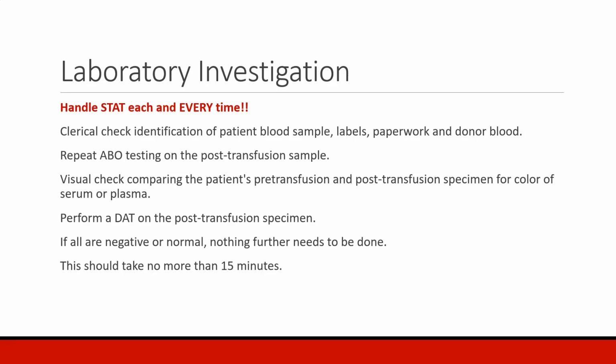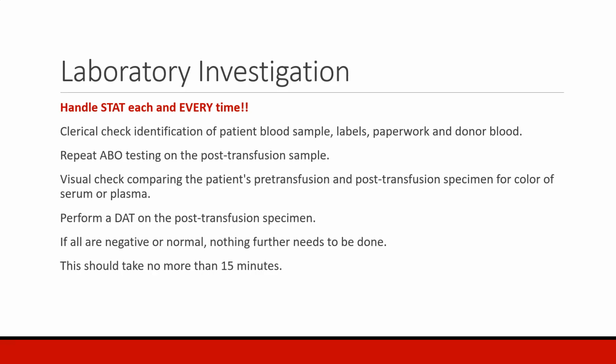So from beginning to end, a transfusion reaction workup, if it's all good, should not take more than 15 minutes. If everything is negative or normal, nothing further needs to be done. So again, you do the clerical check, you spin the sample down, check for hemolysis. Prior to spinning it down, get your red cells, and at least you can do the forward type and the DAT. Once the sample finishes spinning, then you can perform the reverse.